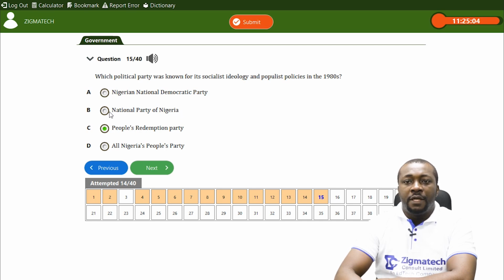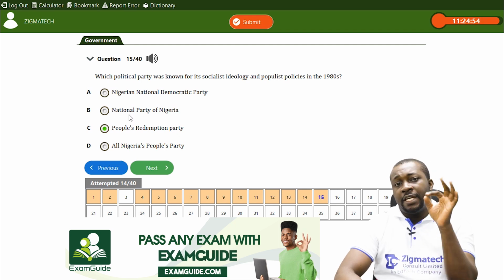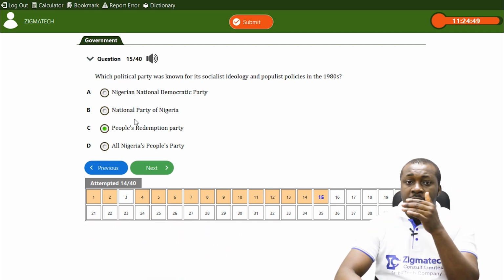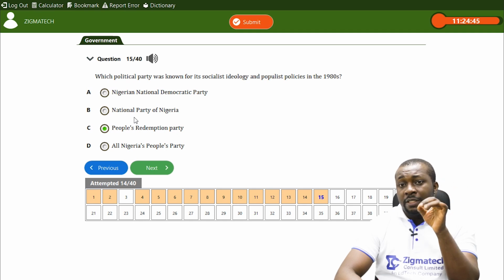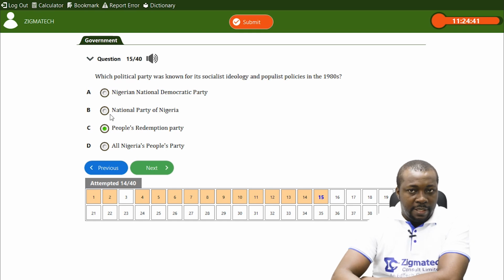We also have National Party of Nigeria. Yes, National Party of Nigeria is one of the second Republican political parties, one of the five political parties that were registered in 1978 to contest the 1979 election. But it's not the answer. This one has capitalist ideology, even though there are some elements of welfarism.